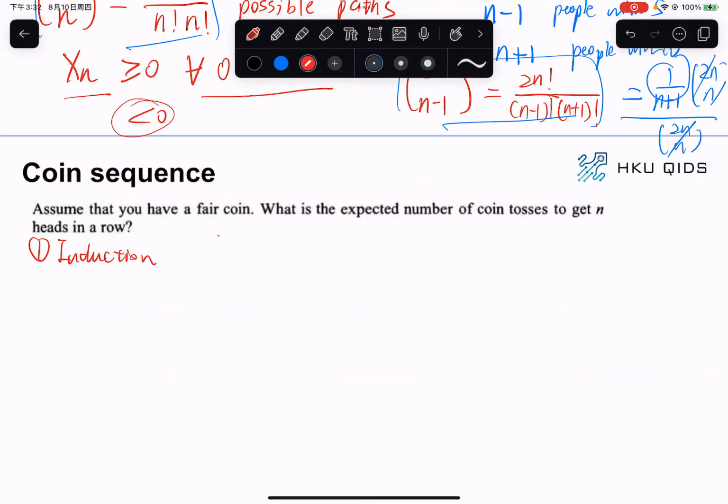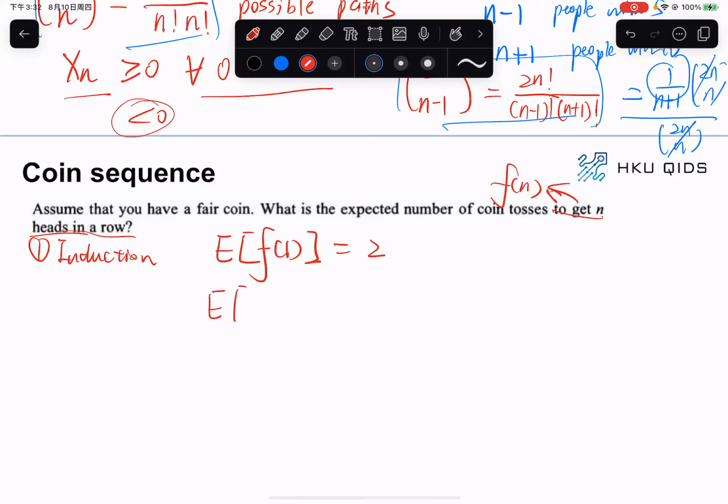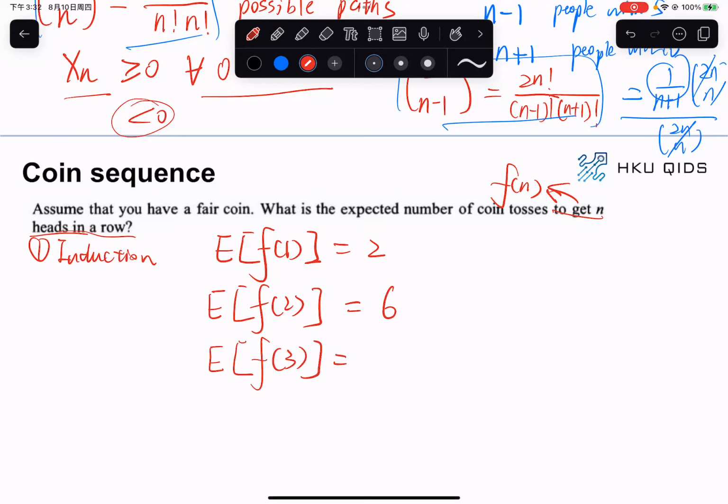So the expected value to get one head in a row. To get n heads in a row, let's define this as the function fn, okay? We know this is 2, right? Quite simple. And how about to get 2? Then by calculation, you can easily get this is 6. And you can also get that 3 in a row is 14.